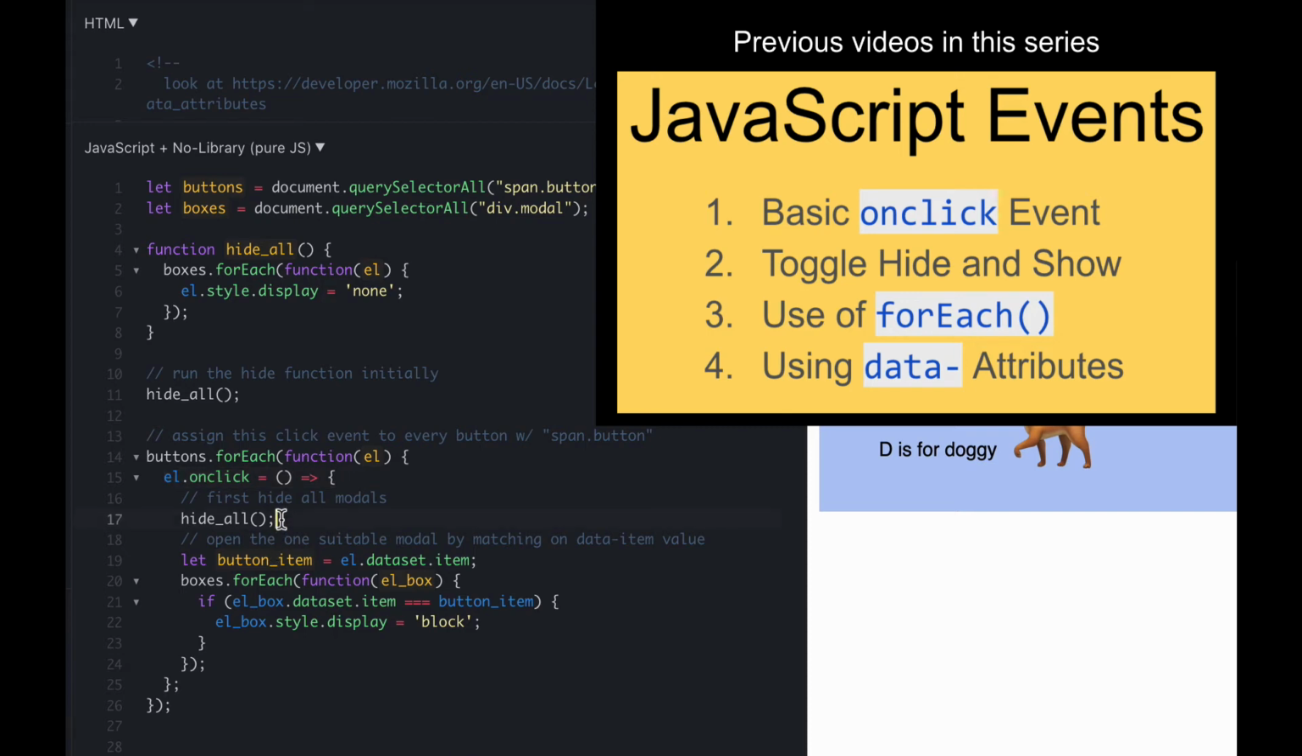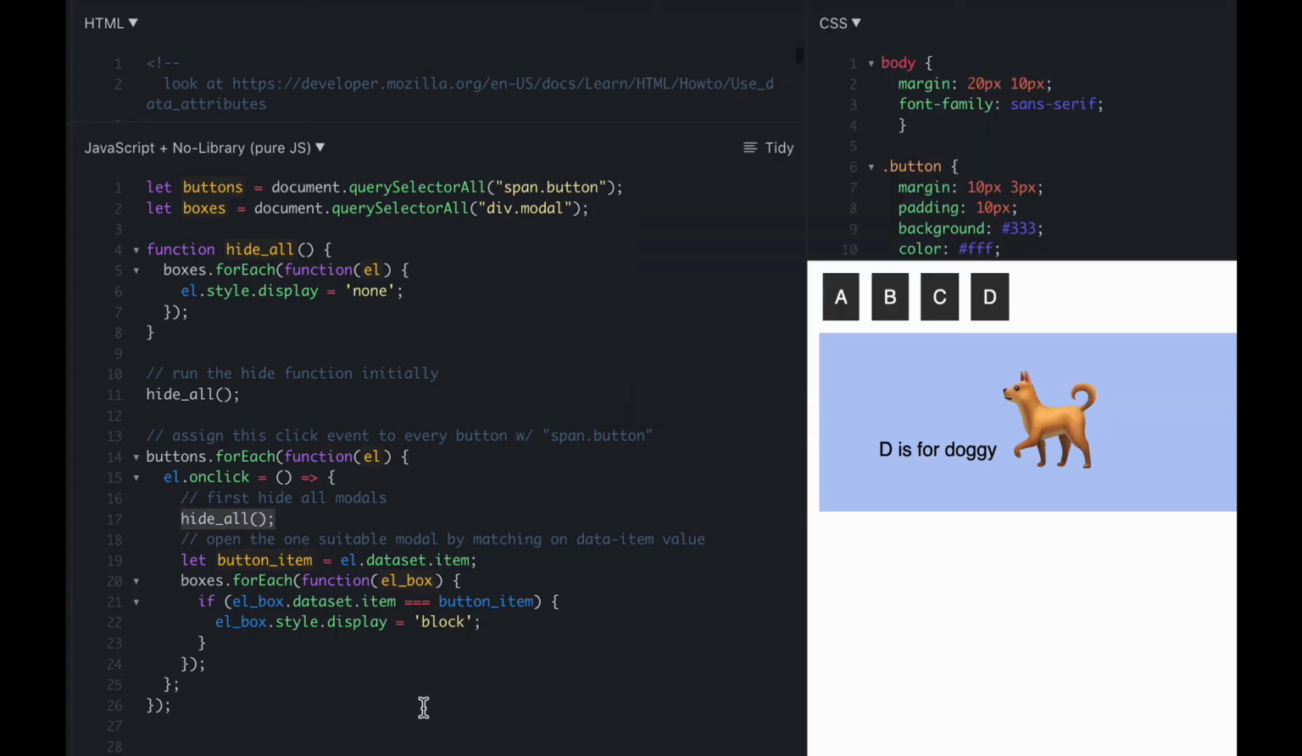When we click any button, A, B, C, or D, we hide all the divs. It's just an easy way to hide all the content without figuring out what's already showing. Just hide it all again. That's the function that we have up above, not part of this function.